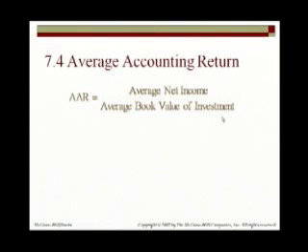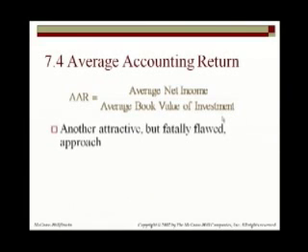Next decision rule or decision tool that's sometimes used is average accounting return. The average accounting return is equal to the average net income of a project divided by the average book value of the investment. It is attractive, perhaps because the data is easy to find, and it seems to be intuitive. It seems to be like a rate of return, and it's really not. But it is fatally flawed. And by fatally flawed, what I mean is you can accept projects that will destroy shareholder wealth, and you can reject projects that would create wealth. So you can make two different kinds of errors.